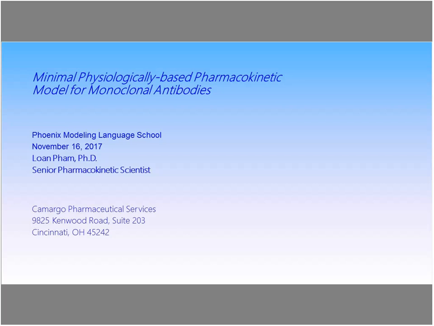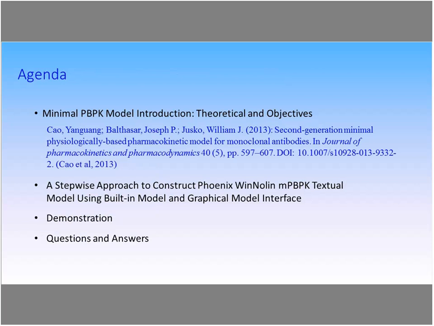Thank you, Bernd. Hi, everyone. For this session today, we will use Phoenix to build a minimal PBPK model for monoclonal antibodies. So we are going to construct the model that was proposed by Dr. Cao's group. I will start by introducing the theory and objectives of the model. Then I will walk you through the steps to build the Phoenix textual model, followed by a demonstration. We will have questions and answers at the end of the session.